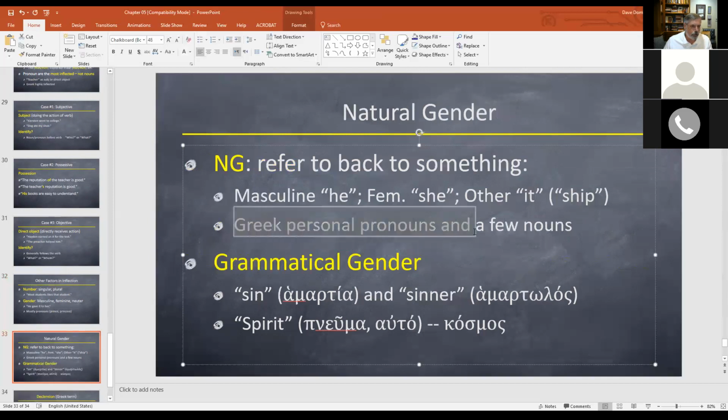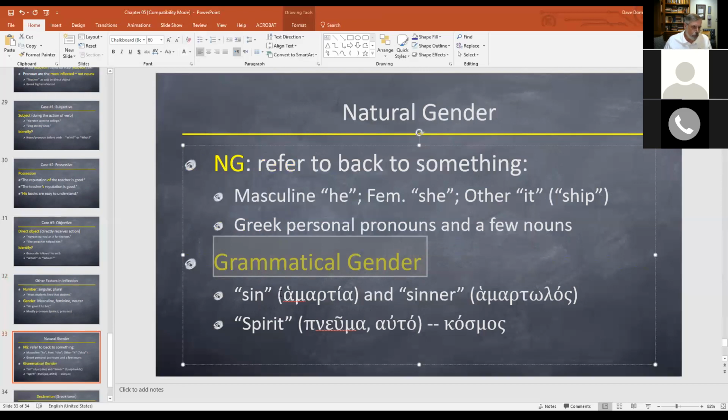In Greek, personal pronouns and a few nouns have natural gender, where the gender reflects back to the gender of whatever it's pointing to: a masculine, feminine, or neuter. But generally speaking, in Greek, there's grammatical gender, where it does not matter. It's called masculine or feminine or neuter, but it doesn't relate to it actually being male, female, or neuter. It's just a grammatical category.